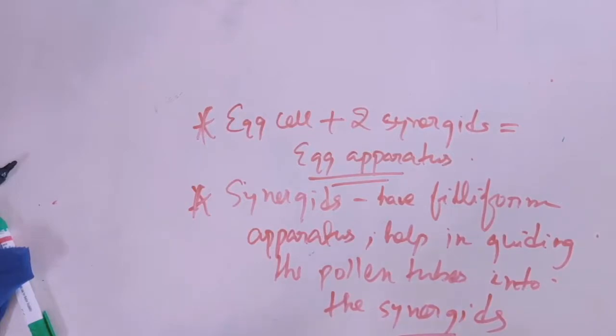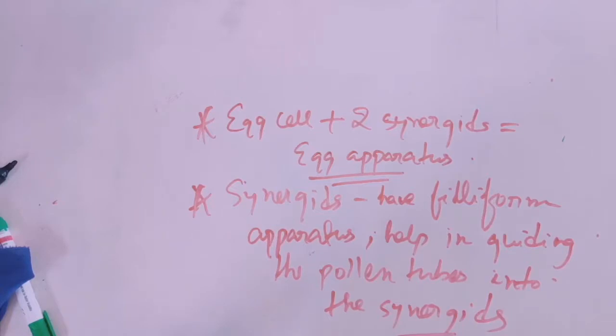What is megasporogenesis? The formation of megaspores from the megaspore mother cell. So where do we get the megaspore mother cell? Because the nucellus differentiates. They form the megaspore mother cell. The nucellus is in the central portion of the ovule. And then out of the four megaspores, three will degenerate. One will become functional. The functional megaspore will develop into the female gametophyte. What is the other name of the female gametophyte? Embryo sac.